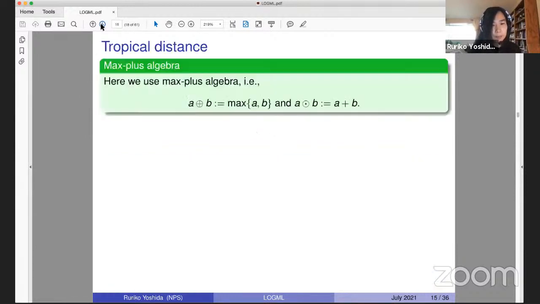All right, so what is tropical algebra or tropical arithmetic? I'll talk about that. Here I'm going to use the so-called max-plus algebra. Suppose a and b are real numbers, and this is actually like an algebraic ring, and I define the addition as max and the multiplication as plus. That's why we call it max-plus algebra.